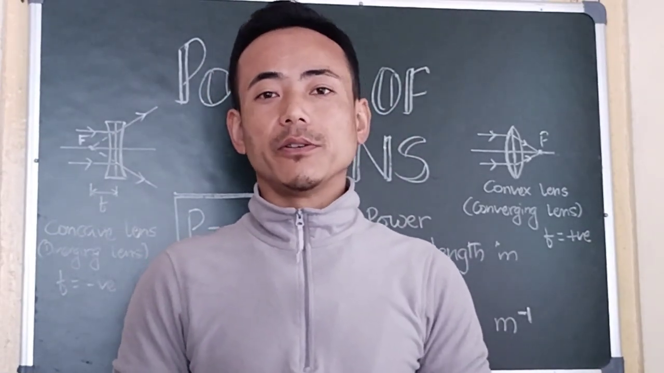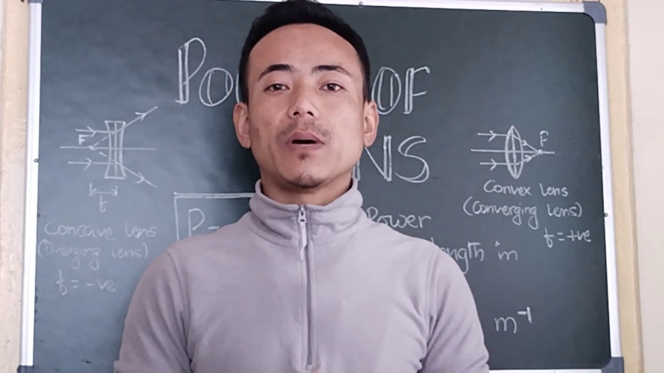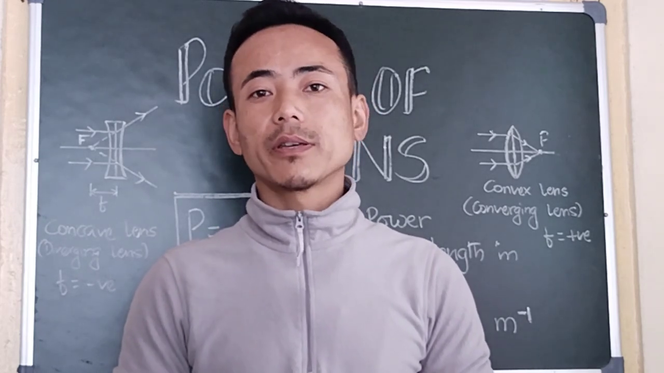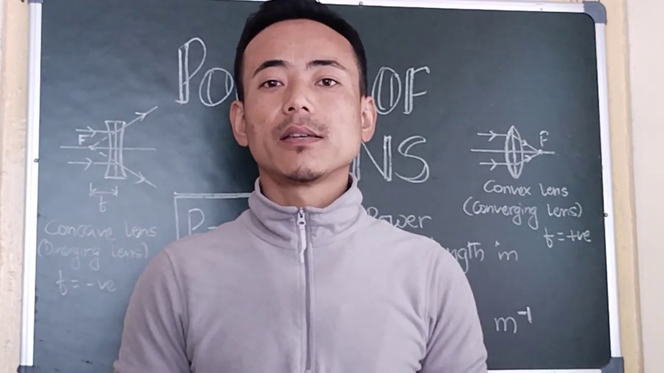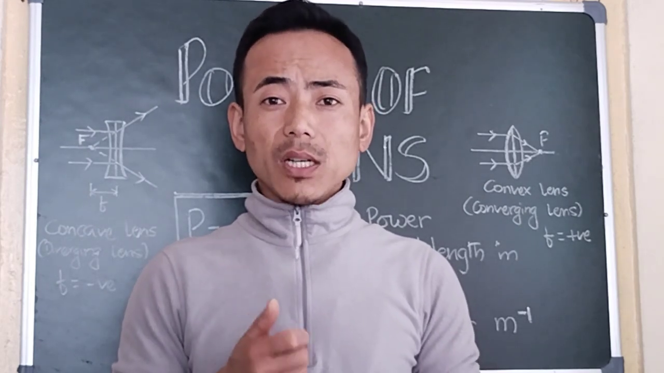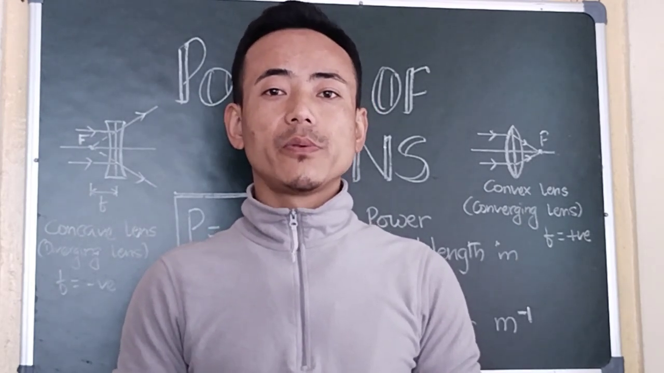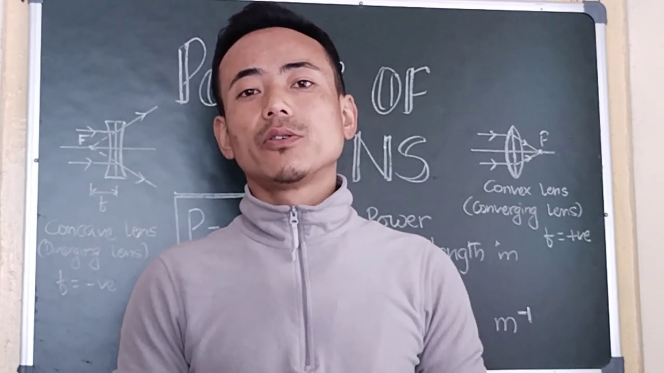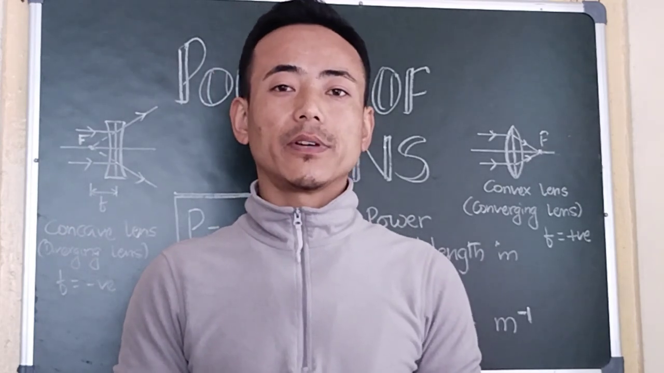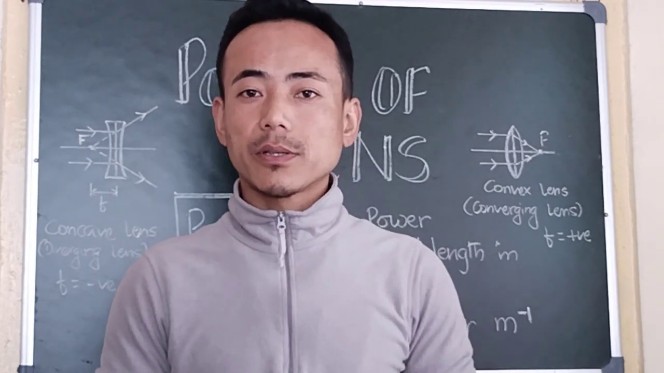So today in this video, we'll be discussing the power of a lens. This topic is there in class 10 as well as class 12. You may get numericals based on this, which will be objective type numericals, so you can easily score marks here. For that you need to understand a few concepts.